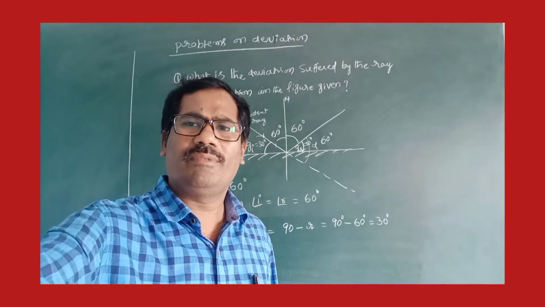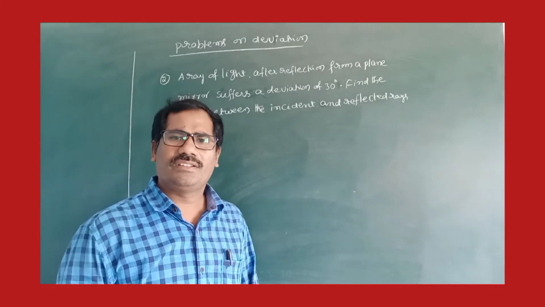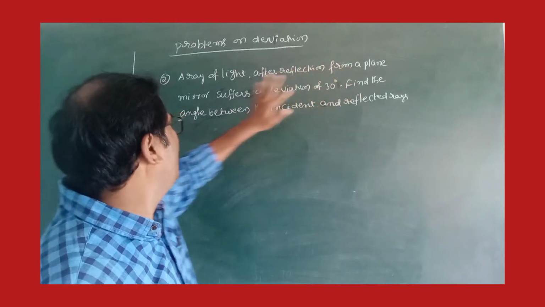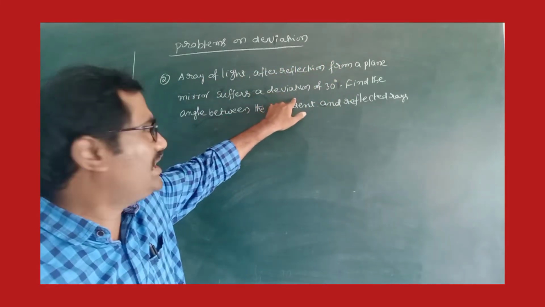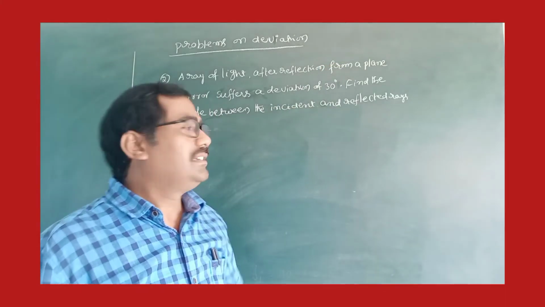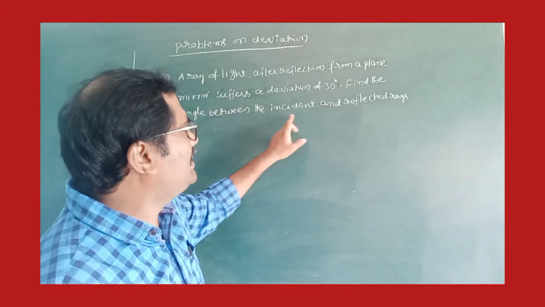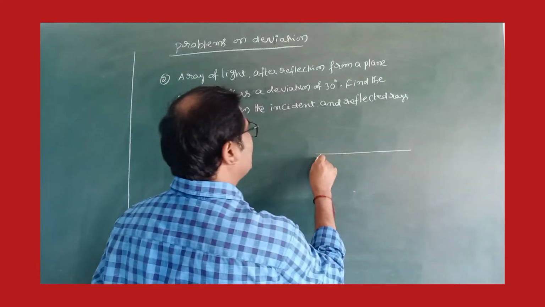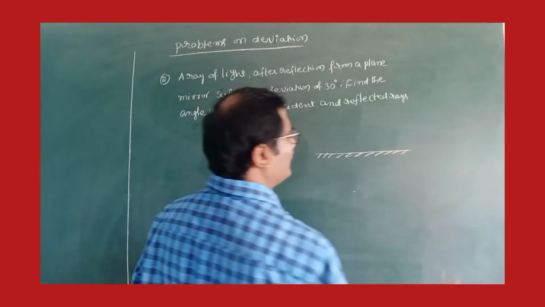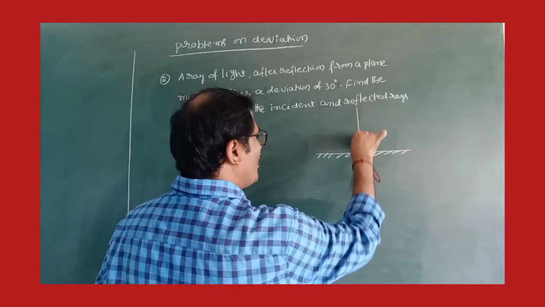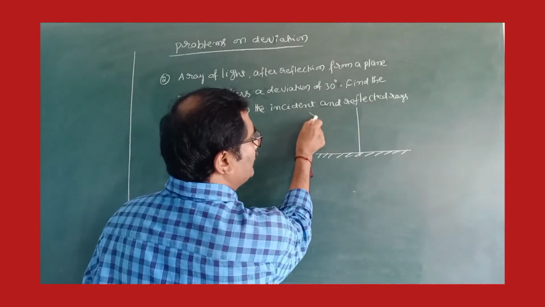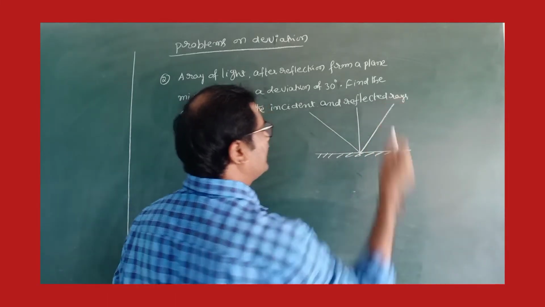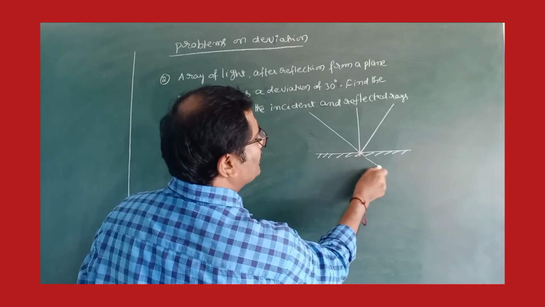Next, another problem. Listen, students. A ray of light after reflection from a plane mirror suffers a deviation of 30 degrees. Find the angle between the incident and the reflected rays. First, draw the figure. This is the surface, this is the normal, this is the incident ray and the reflected ray, and this is the deviation.